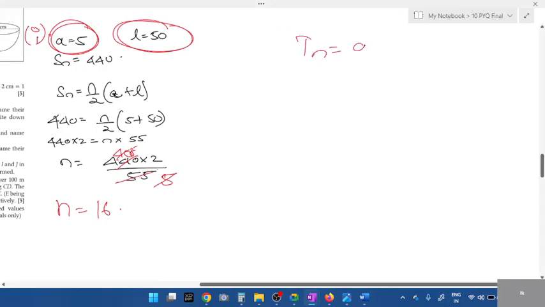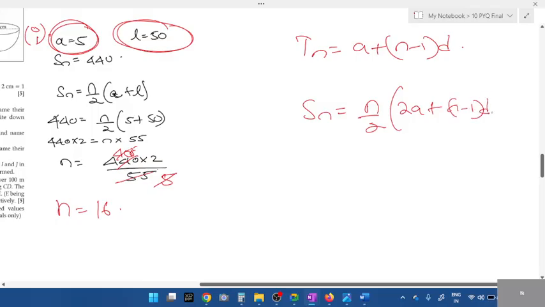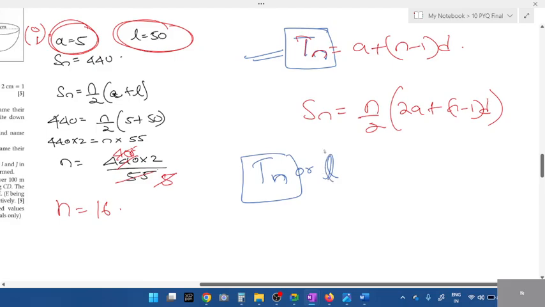T of n is equals to a plus n minus 1 into d. S of n is equals to n by 2 into 2a plus n minus 1 into d. Which one can we use? Sum is given. Do we have the sum here? And one more thing, T of n is also known as the last value, students. You can use even the first formula here. T of n and l are the same. T of n is the last value, or you can even call it l. l stands for last value. So you can use any one formula in this.